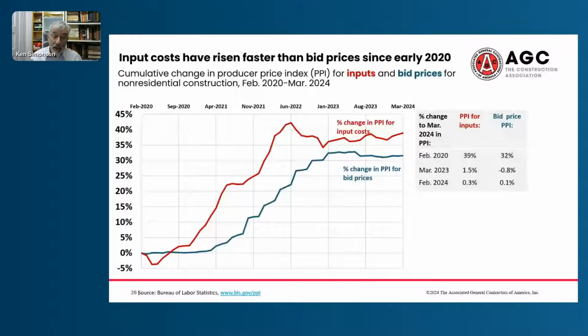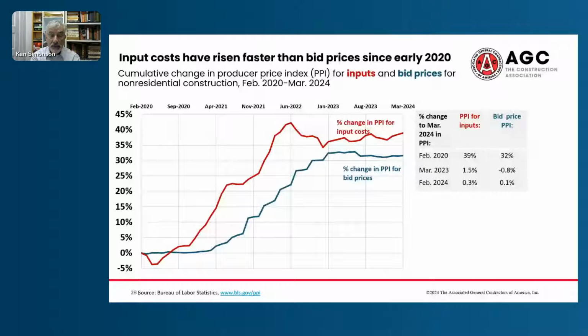And the blue line comes from a series called the Producer Price Index for New Non-Residential Building Construction. BLS creates this by asking a group of contractors what they would charge to put up a particular building. And you can see that those bid prices stayed flat all the way through 2020, even as the input costs, shown by the red line, were soaring.